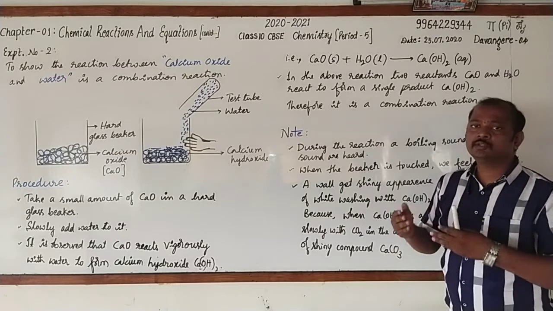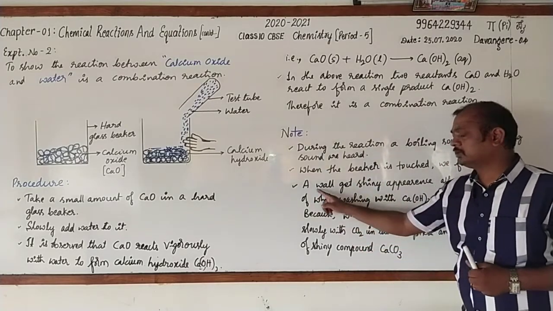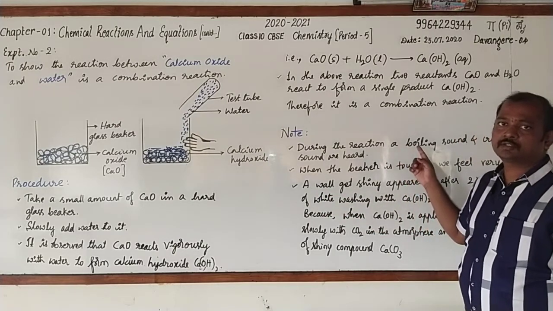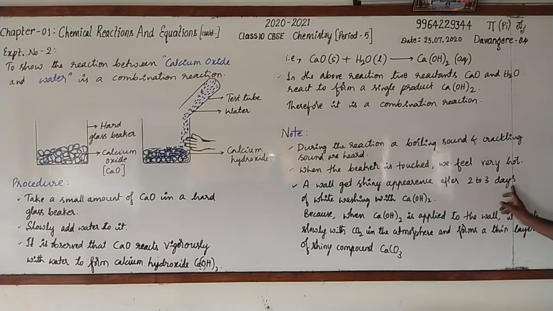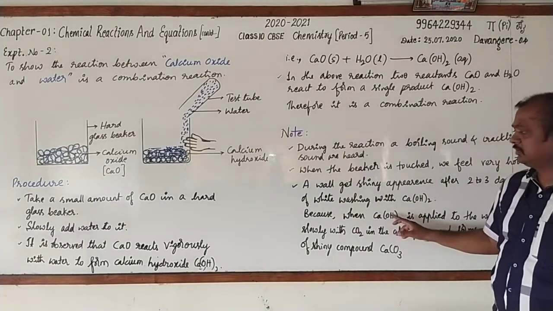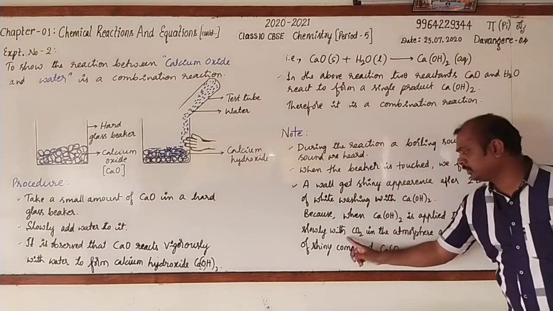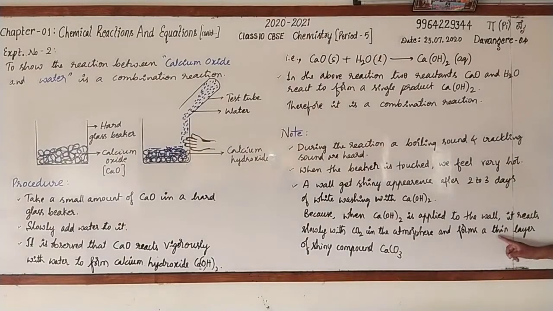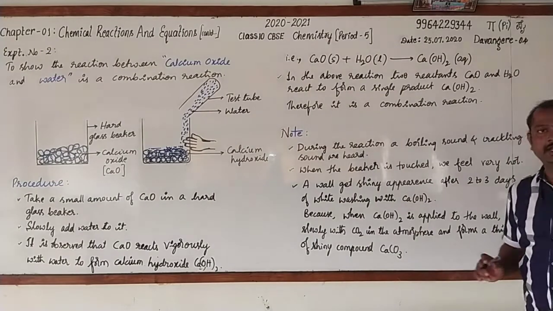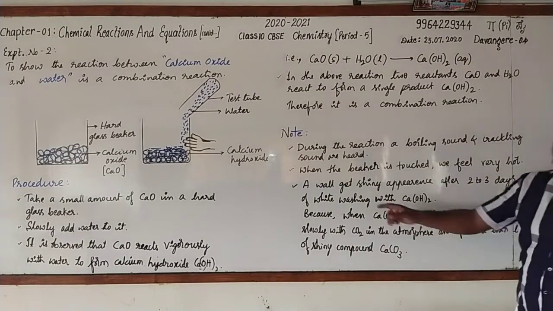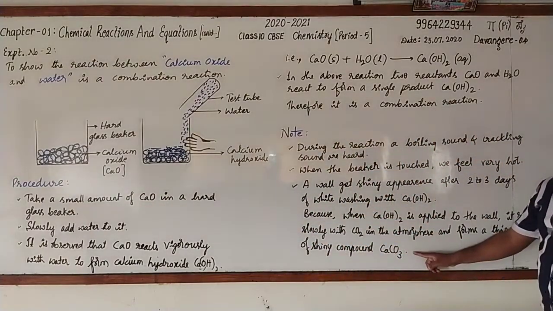That means during the reaction, heat is given out. Next, another important point. Whatever the calcium hydroxide is there, when it is applied to the wall, it gets a shiny appearance after 2 to 3 days of whitewashing. Reason? When it is applied to the wall, it reacts slowly with the carbon dioxide in the atmosphere and forms a thin layer of shiny compound called calcium carbonate. Followed? Yes, please go for copying that procedure from there to here.